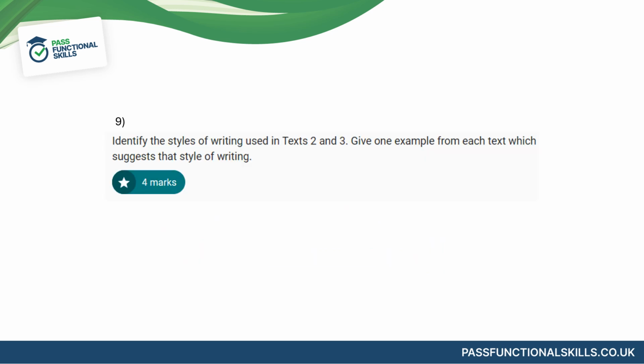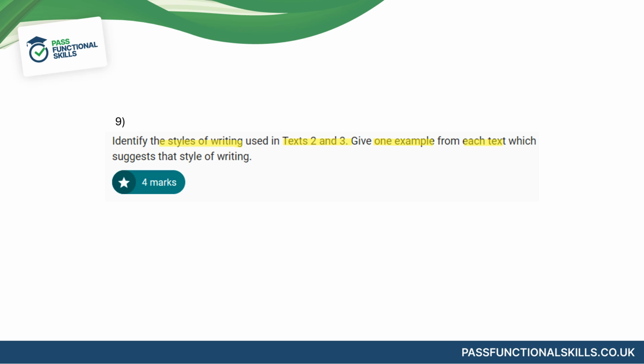Question 9. Identify the styles of writing used in text 2 and text 3. Give 1 example from each text which suggests that style of writing. Okay, so this is a 4-mark style question. So again, it's similar to the organisational features question in the sense that we don't need to write that much in order to get the marks.